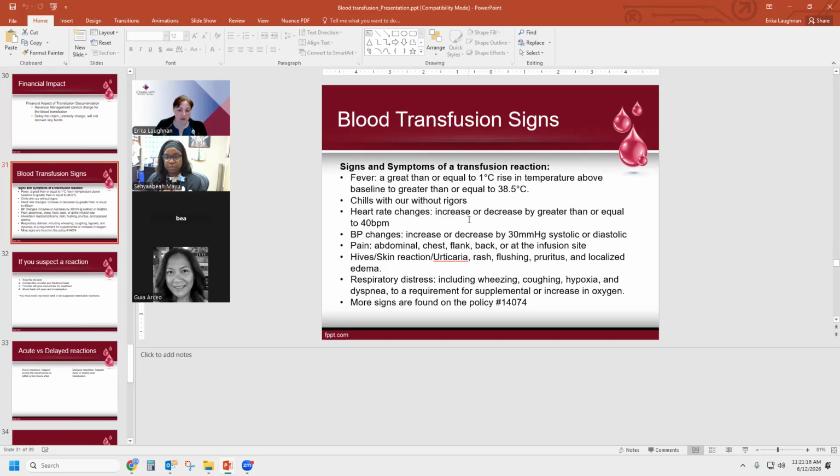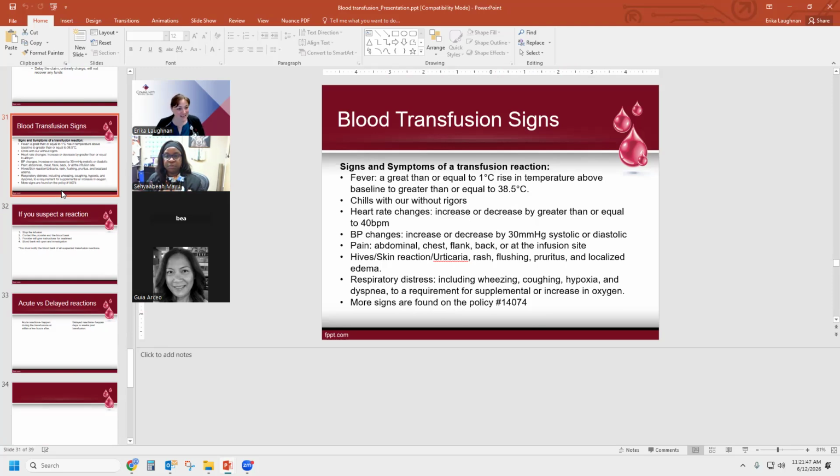This is where I started with my blood transfusion signs. If you read the policy for this, there are like 16 different signs of blood transfusion reaction. So I didn't put 16 signs on here. I put the most common ones that we see, which are fever, chills, heart rate increase or decrease, blood pressure changes, increase or decrease, hives, skin reactions, pain, distress, and then I put that more signs are found in this policy, so you guys can reference that policy for directing them back for additional signs. But there were too many to put on a slide, and that is hard to read for anybody. So just kind of review the highlights of those and then direct them back to the policy.